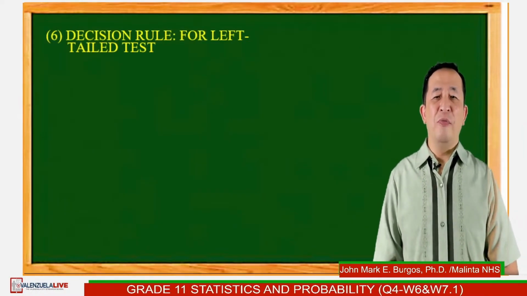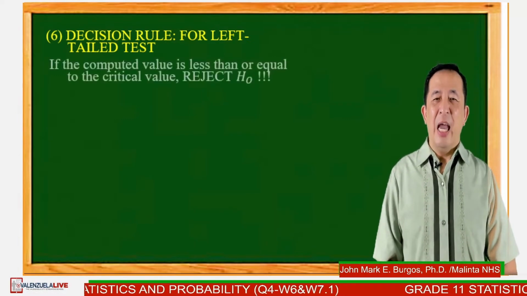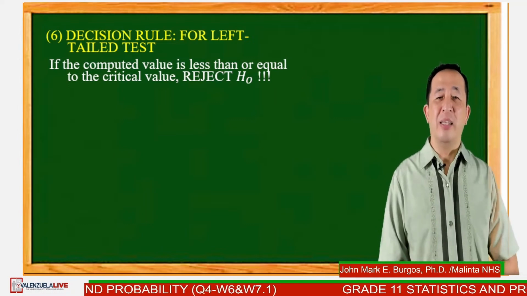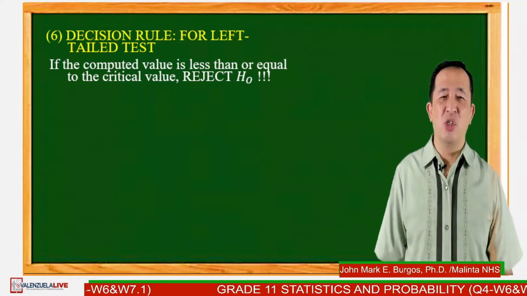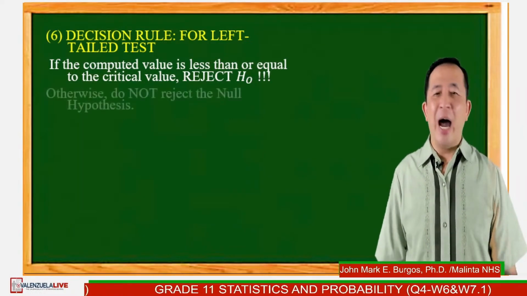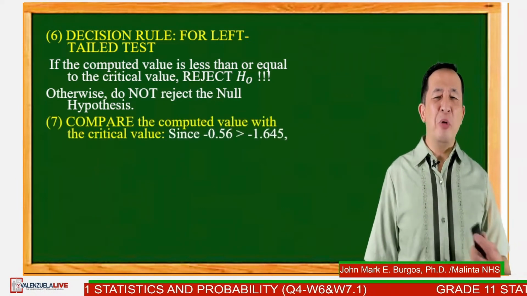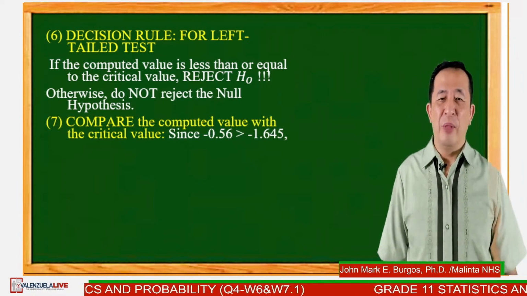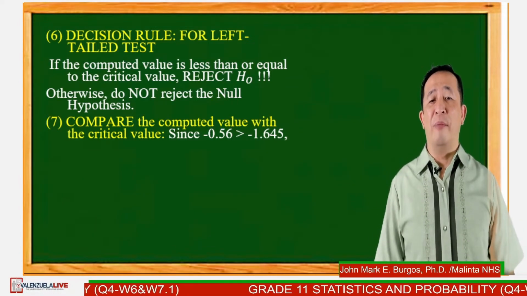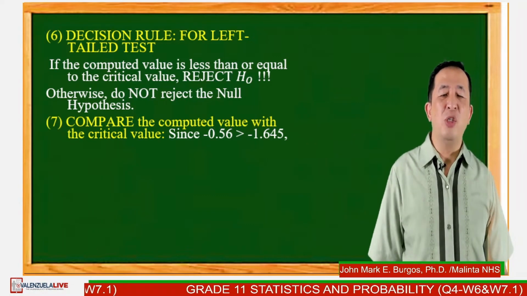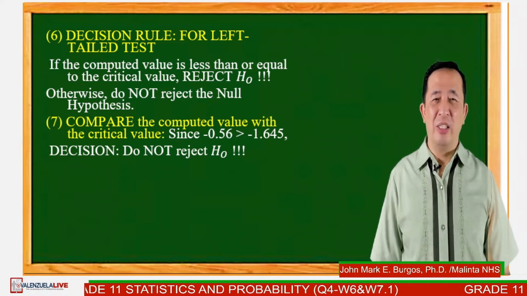The decision rule for the left-tail test: if the computed value is less than or equal to the critical value, we have to reject the null hypothesis, otherwise we will not reject the null hypothesis. Compare the computed value with the critical value. Since negative 0.56 is greater than negative 1.645, the decision will be do not reject the null hypothesis, H0.